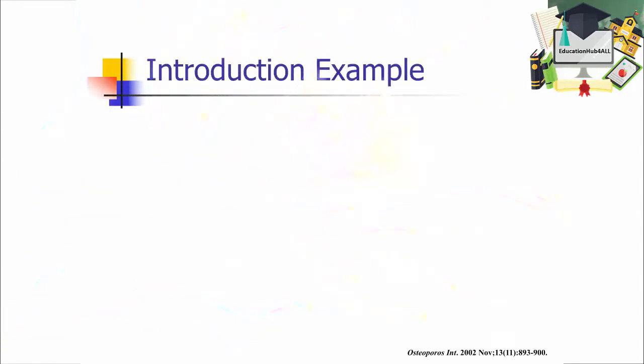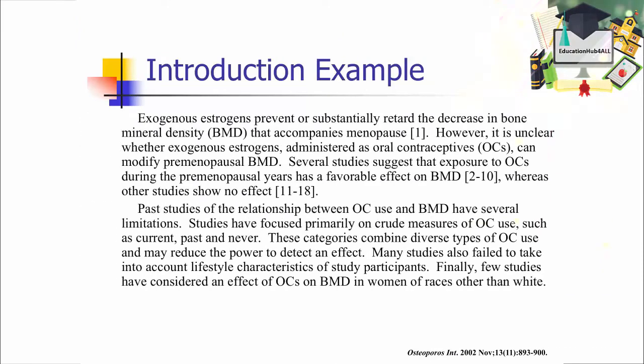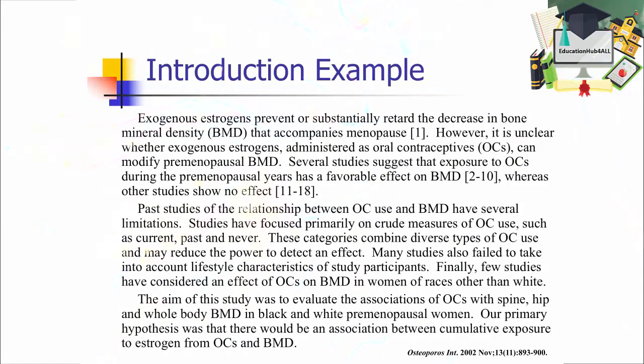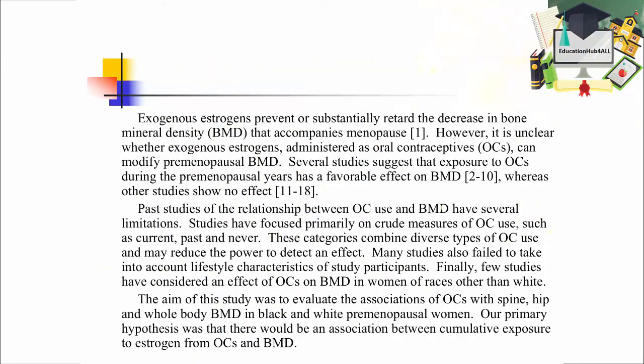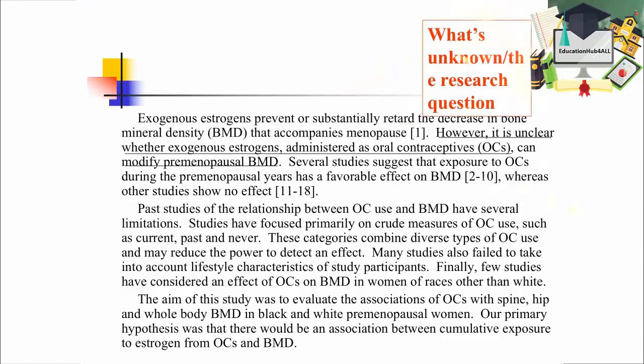Okay, one more example. This one is actually 3 paragraphs long. So this is a study looking at exogenous estrogens in young women to see whether it affects their bone density. So this one starts with the what's known. So we know that exogenous estrogens, that is giving women estrogen in postmenopause, increases bone mineral density. That's well established. Okay, now we jump to the what's unknown. It's unclear whether giving exogenous estrogens in the form of the oral contraceptive pill to young women affects their bone density.